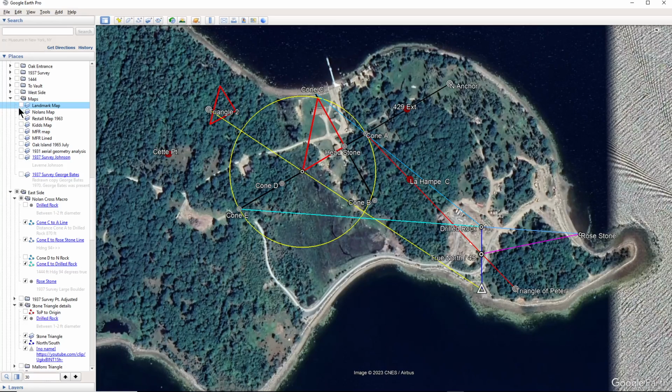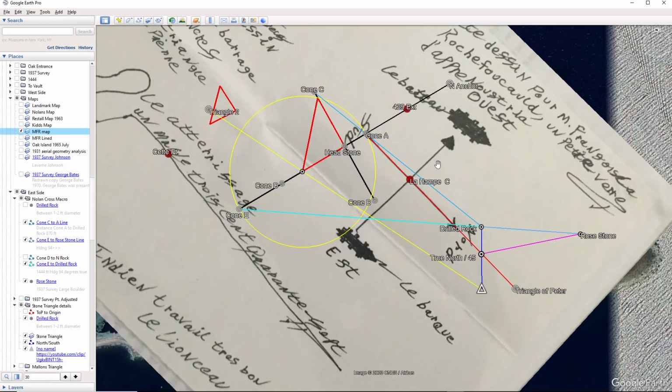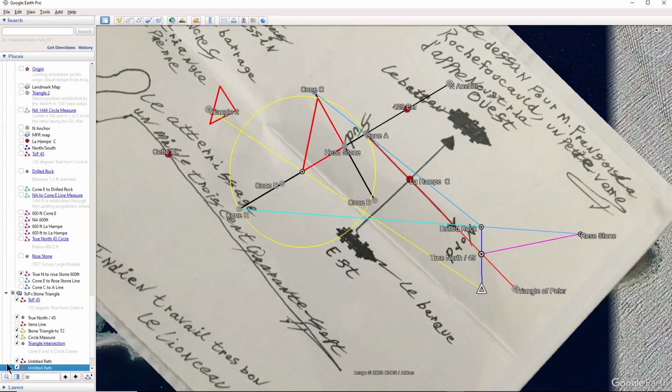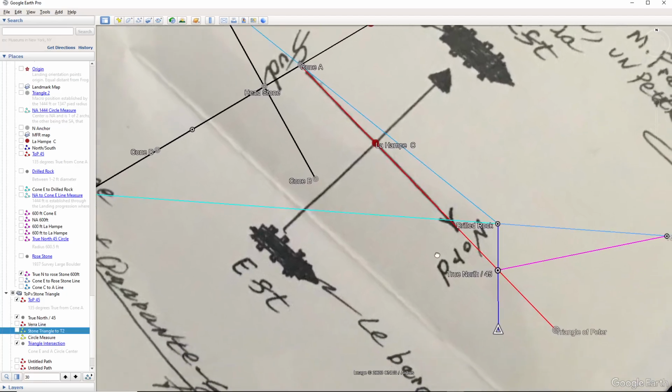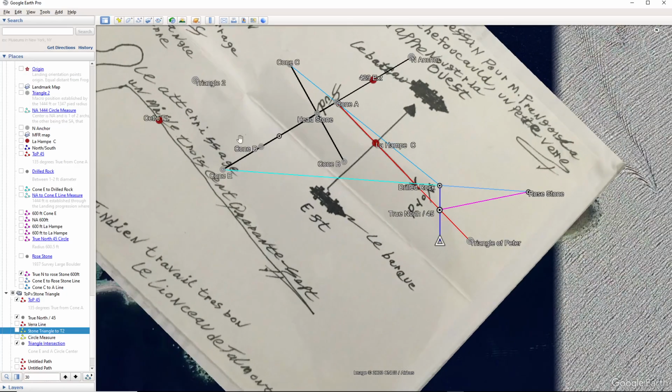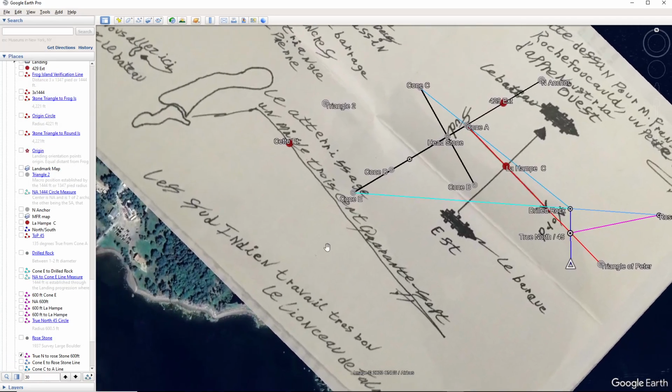landmark map off and let's put on the Rochefoucauld map. Now here's the Rochefoucauld map, and let me take these off too. And you can see that the Rochefoucauld map is oriented in a way that from cone A, the 45-degree angle is through this north arrow here. And that's what creates the 45-degree angle. Also, notice L'Hampe is the center of the quadrant.